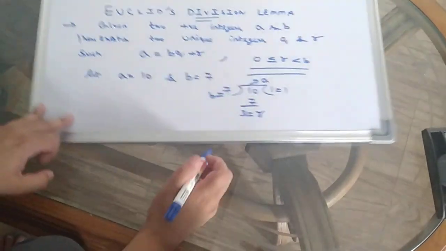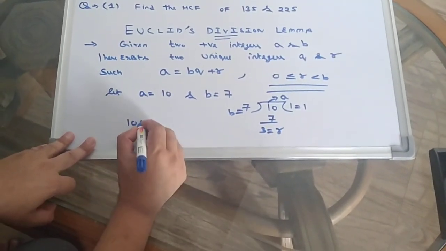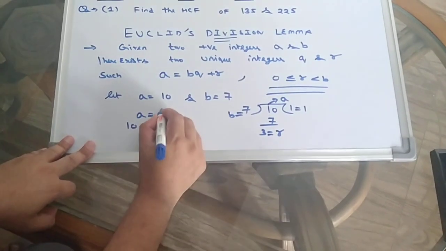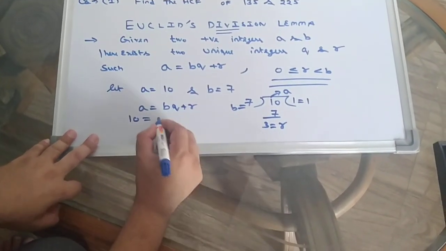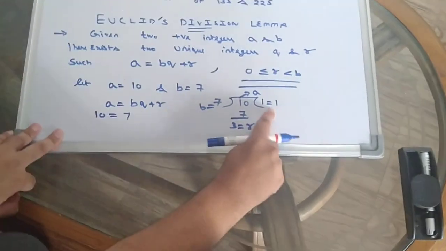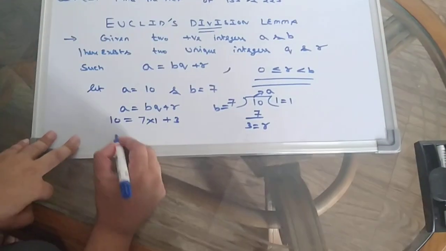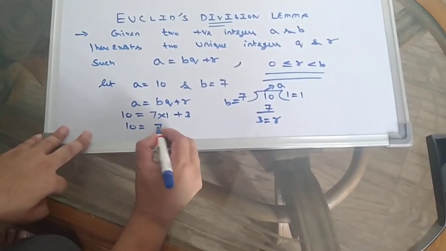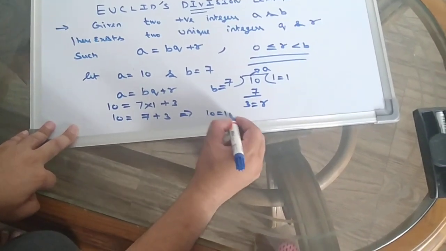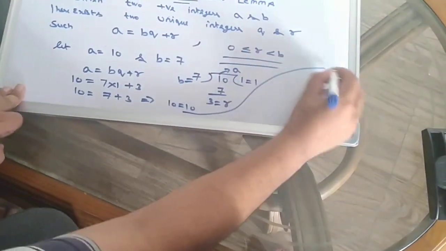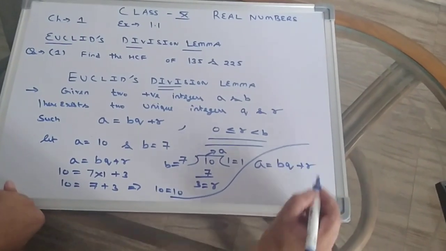Now you can easily see that a, meaning 10, can be written in the form a is equal to bq plus r. A is 10, b is 7. What is our q here? Q is 1. What is r? R is 3. You can justify that 7 plus 3 is equal to 10. This means 10 is equal to 10. It means we can write a is equal to bq plus r.